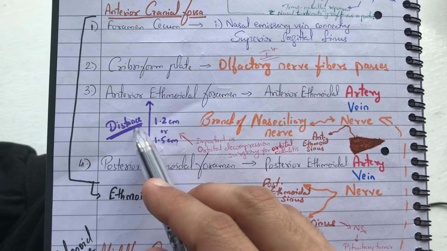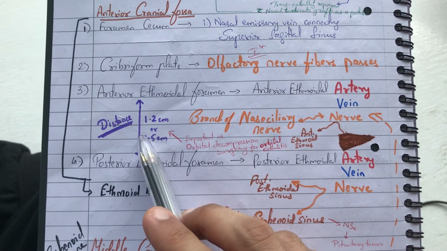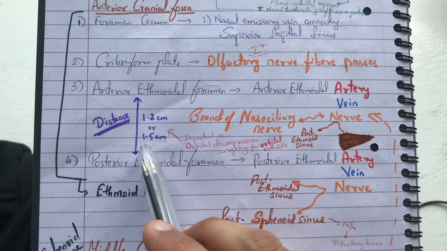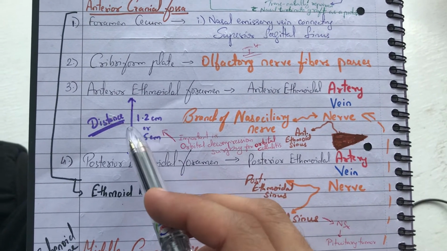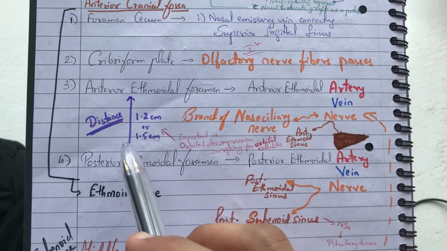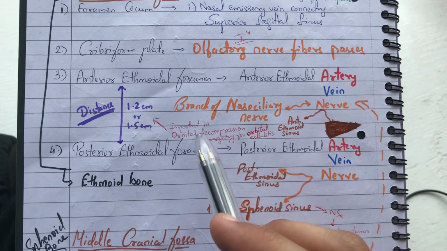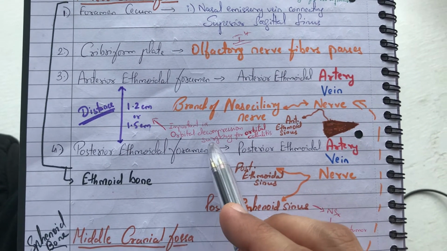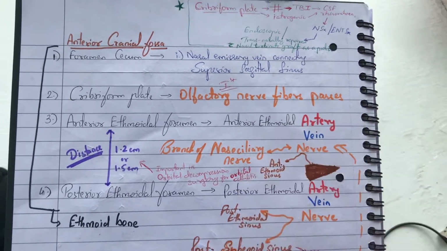I also mentioned the distance between the anterior ethmoidal foramen and the posterior ethmoidal foramen. This distance is around 1.2 to 1.5 centimeters, or 12 to 15 millimeters. Why is this distance important? Because it is considered in surgeries like orbital decompression surgery in cases of orbital cellulitis. So that's about it.